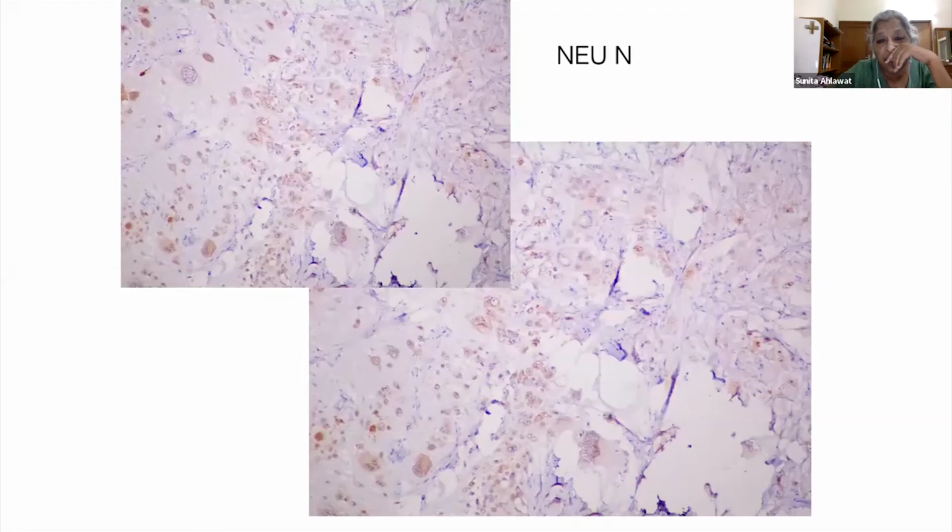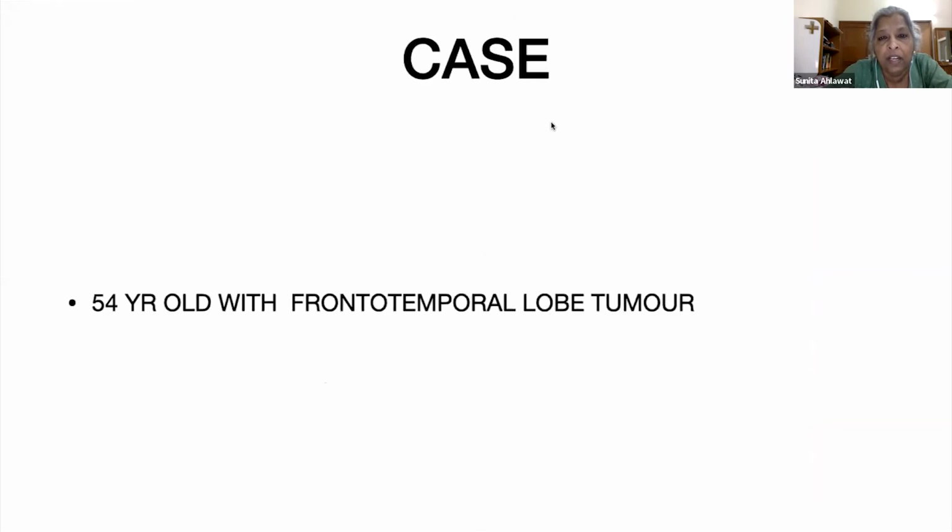Kanchan Vinayak Joshi, you are excellent. Yes, it is a ganglioneurocytoma. Kanchan, where are you from? Oh, excellent. So this is a ganglioneurocytoma. Coming to next case.